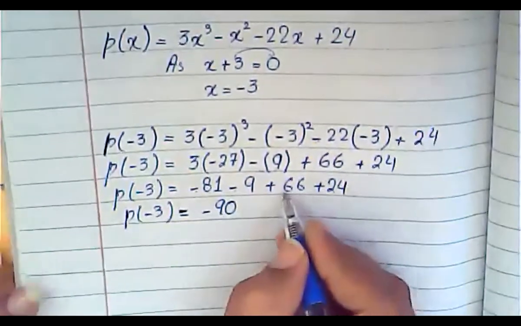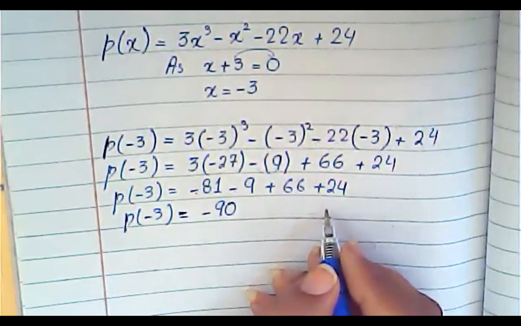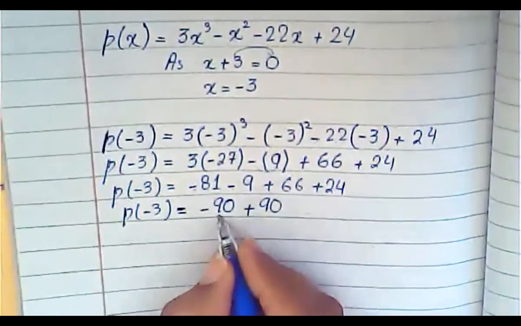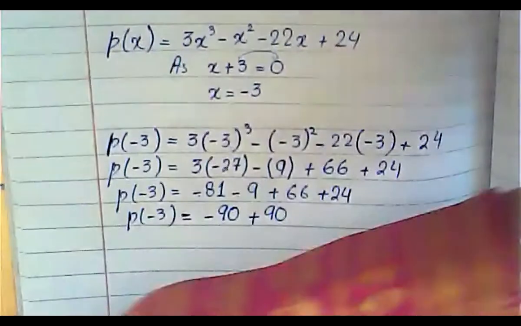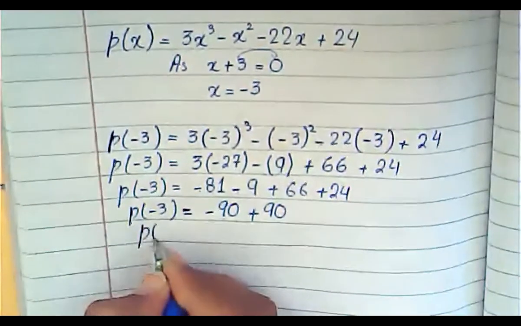Okay, and then 66 plus 24. What will be the answer? 66 plus 24, answer will be 90. So minus 90 plus 90. What will be the answer? Minus 90 plus 90. What it will be equals to?